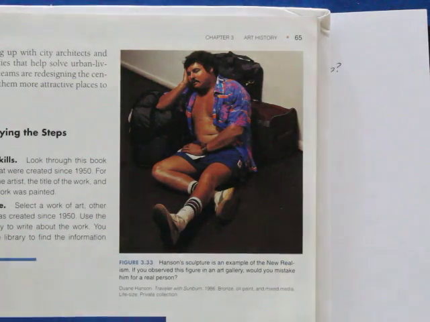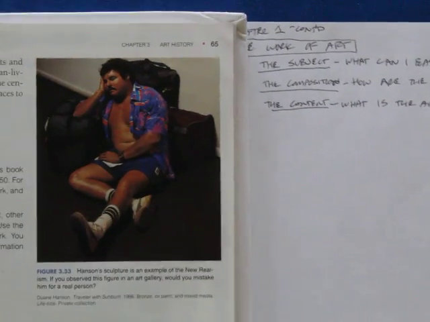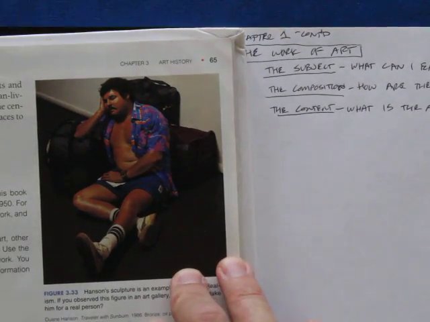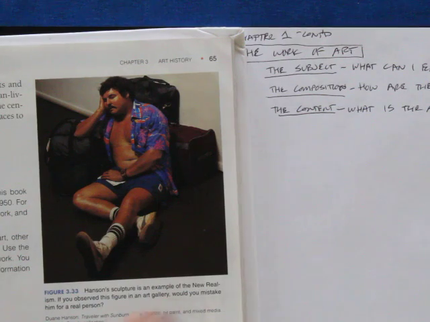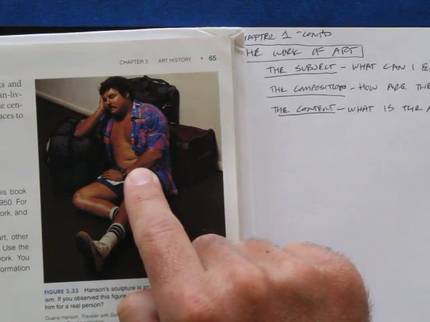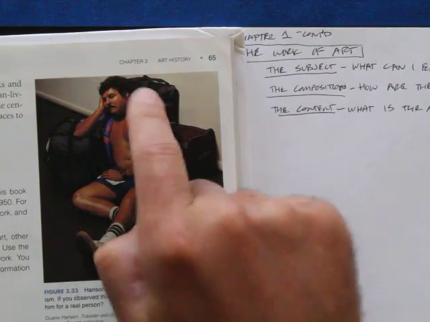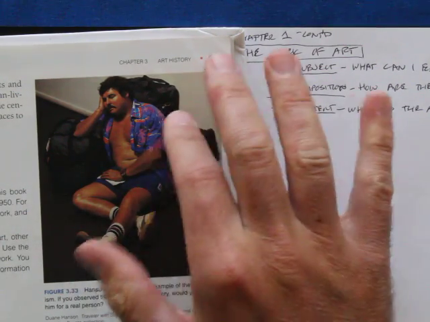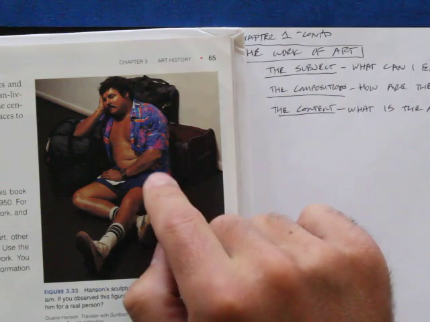So now, let's look at this and say, what is the subject? What can we easily identify here? And you can easily identify this dude and his luggage. He looks like maybe he is some kind of tourist or something.